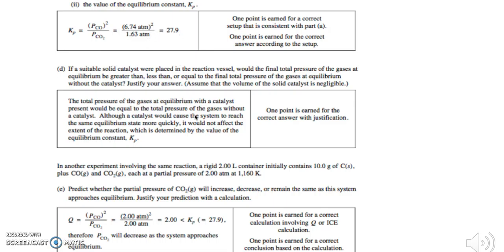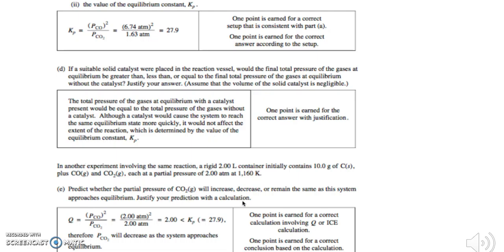D asks whether, when a suitable catalyst is added, the total pressure of gases at equilibrium will be greater than, less than, or the same when compared to equilibrium without the catalyst. The answer is that the total pressure remains the same because the catalyst only speeds up a reaction. It doesn't affect the extent to which a reaction occurs, so it doesn't affect how much gas is produced or reacted, only speeds it up.